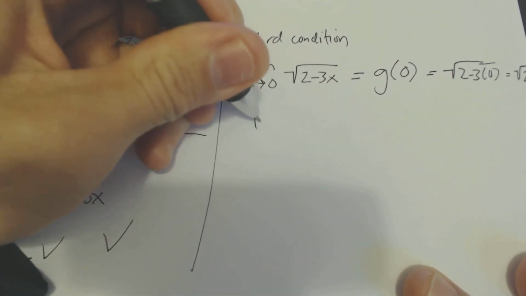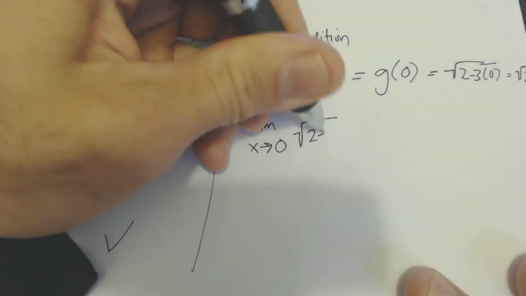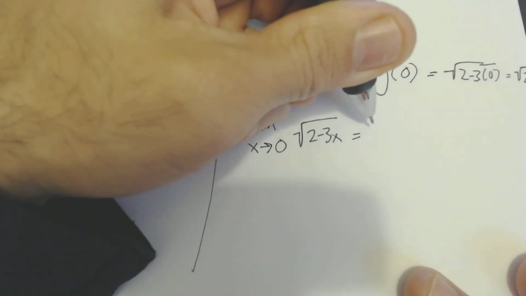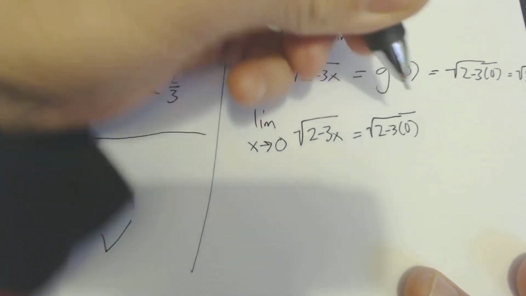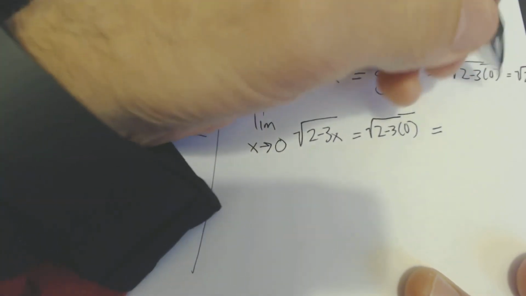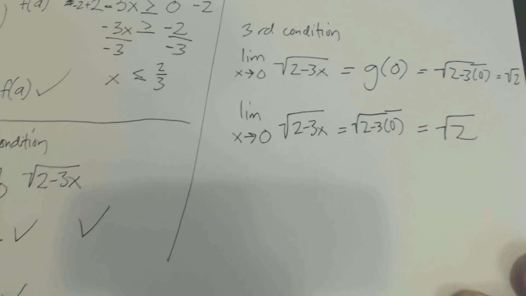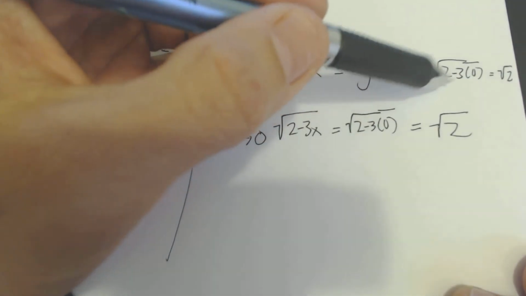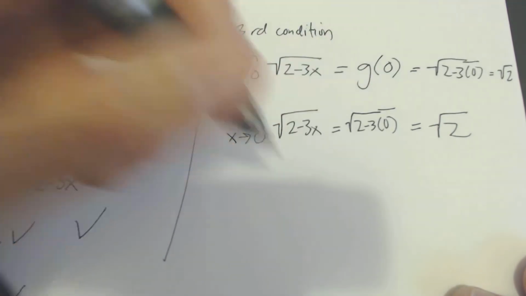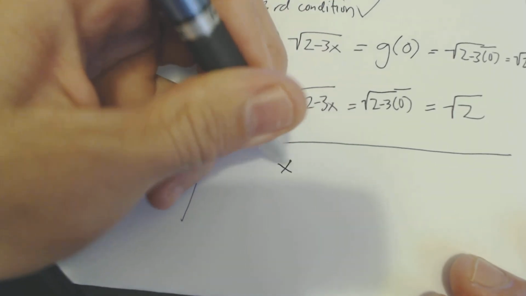And so the limit as x approaches 0 of the square root of 2 minus 3x equals the square root of 2 minus 3 times 0. So we can just plug in 0 for x. And thus, we're going to get the limit equal to the square root of 2, which is equal to the function evaluated at 0 as well. And so all 3 conditions are met. And so the function is continuous at x equals 0.